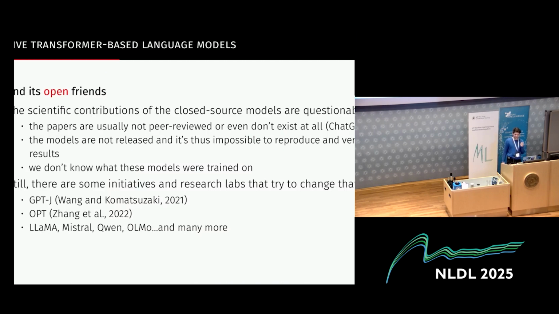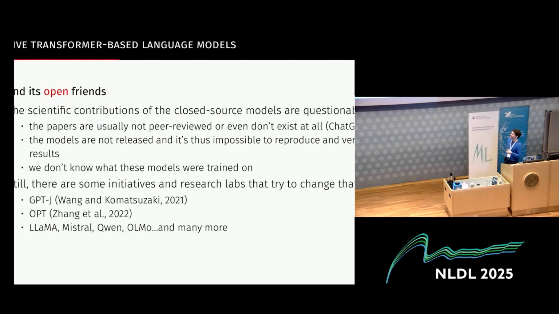It's very important that these models are available, because the scientific contribution of closed source models is not always really there. Oftentimes they release some papers, but the papers are more like advertisements, not really peer-reviewed articles. The models are not released, nor is the evaluation code, so it's impossible to reproduce anything or verify the results. We also don't have any information on what these models were trained on, so we don't know if there's some data leakage or so on.